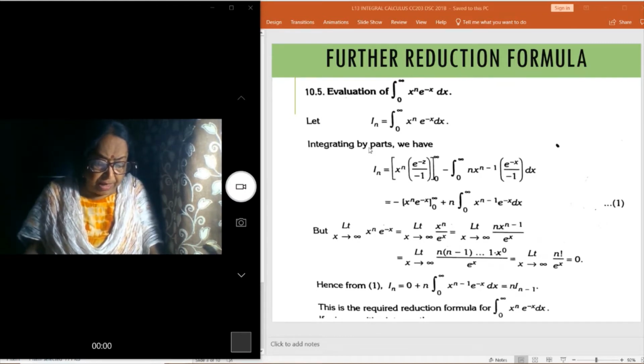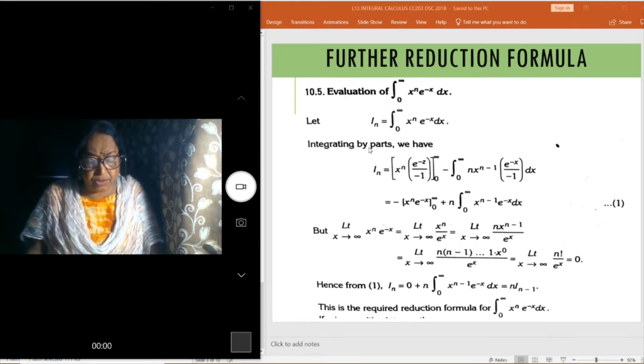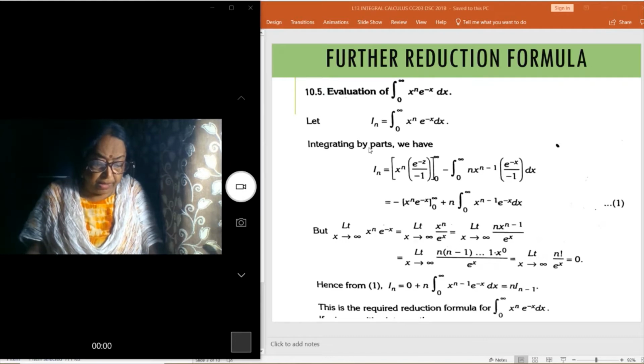this is equal to minus x to the power n e to the power minus x from 0 to infinity, plus n times the integral from 0 to infinity of x to the power n minus 1 e to the power minus x dx. Here the first factor is x to the power n e to the power minus x. Here the limit as x tends to infinity can be written as x to the power n by e to the power x, limit x tends to infinity.